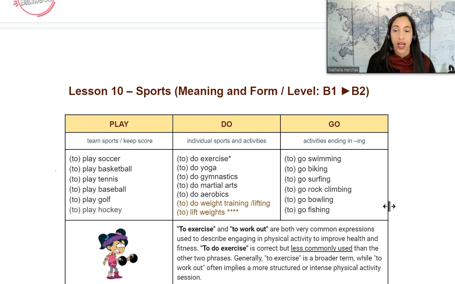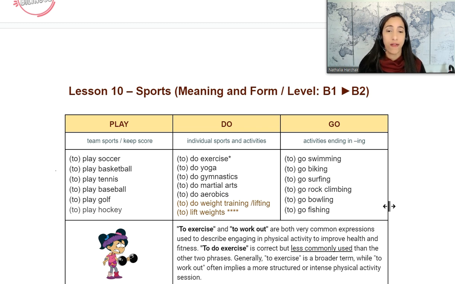So first of all, you need to know that we have three main verbs we normally use to talk about sports. And these verbs are the verbs play, do, and go. Here are some collocations with these verbs. So you use the verb play generally when you talk about team sports and when you keep score, meaning there are points that go with the game. Okay, so there are two teams competing against each other. Listen, to play soccer, to play basketball, to play tennis, to play baseball, to play golf, to play hockey.